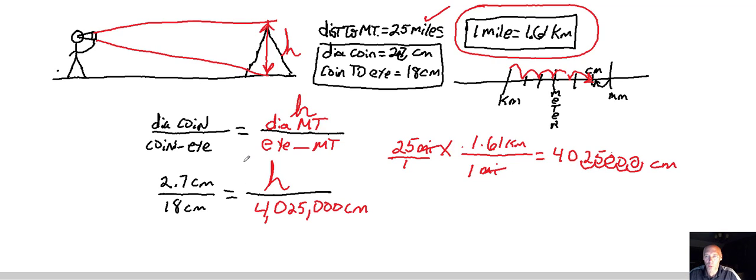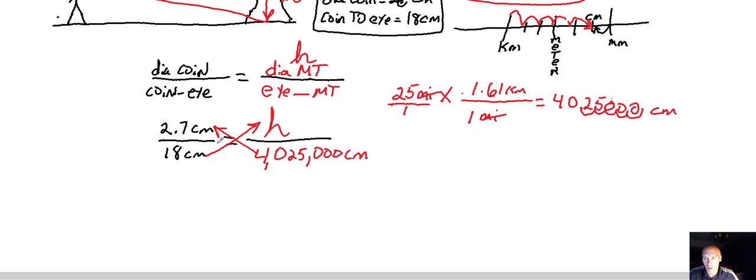Now I can cross multiply and solve for H. That's going to be a really big number. When I cross multiply 4,025,000 by 2.7, I'm going to get this really large number. Let me switch colors here so we're doing the math. I'm going to scroll down a little bit. So when I cross multiply that by that, I'm going to get 10,867,500. We're not going to worry about all the digits and significant figures. We'll deal with that later. When I cross multiply that, I'm just going to get 18H.